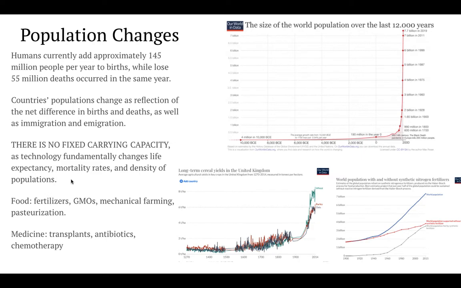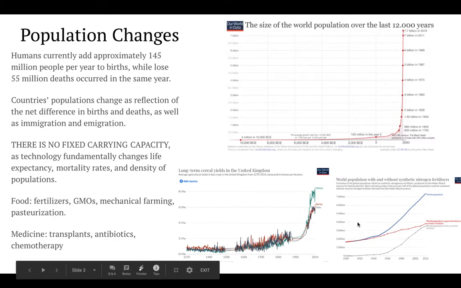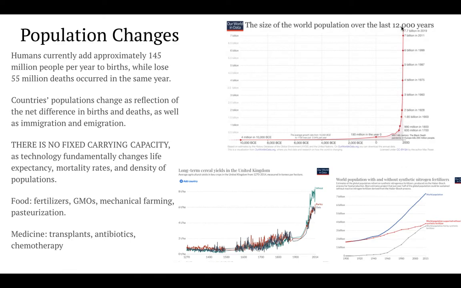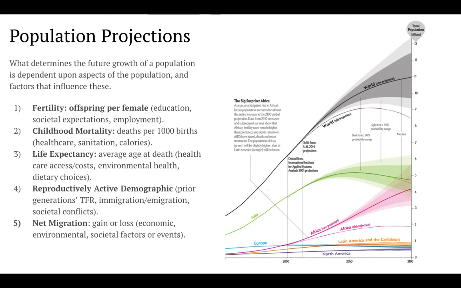Things that can influence and have influenced our carrying capacity are things like artificial fertilizers, GMOs, and mechanical farming, pasteurization of food, which have led to huge yield increases and also huge upswings in world populations. In terms of life expectancy or mortality rates, we have things like organ transplants, antibiotics, chemotherapy, that all allow us to survive diseases that 50 or 100 years ago would have really slowed the upswing in this growth rate. Now, we use current population demographics to make predictions about where the population will go.